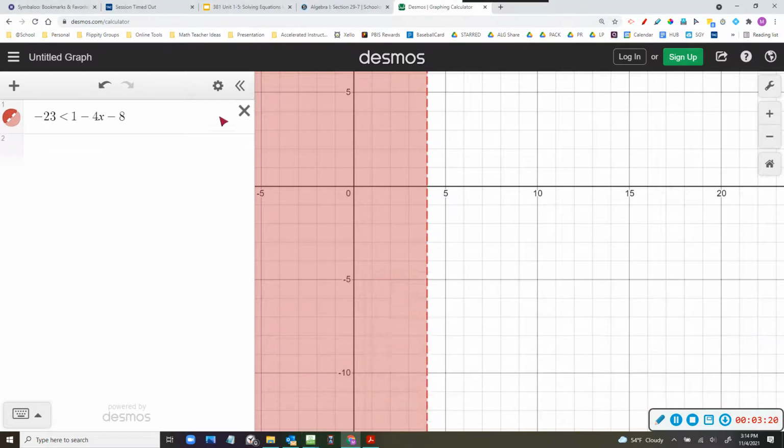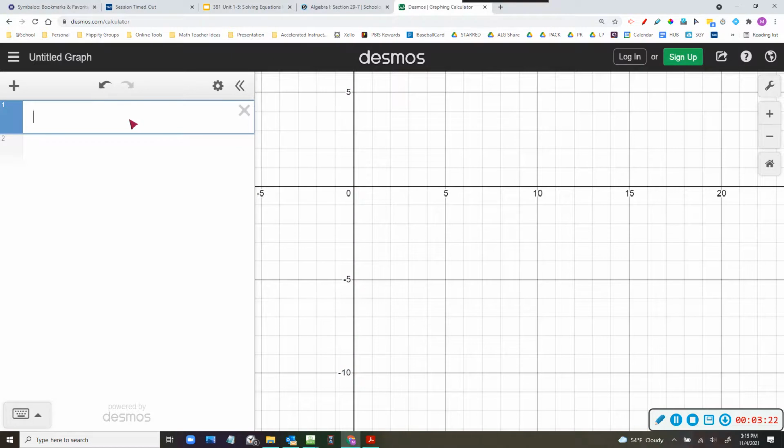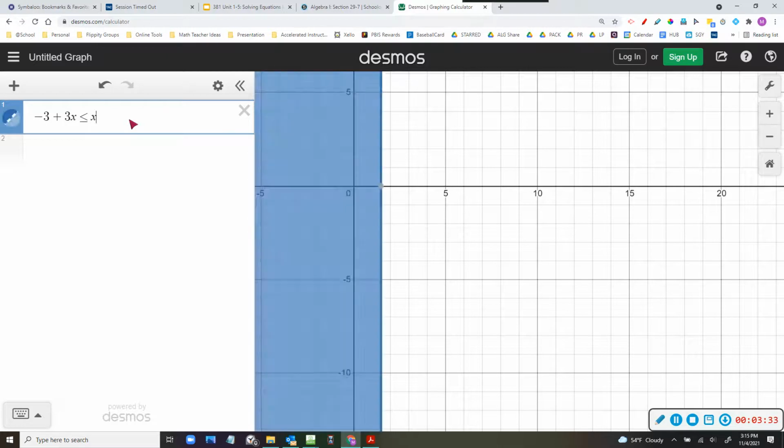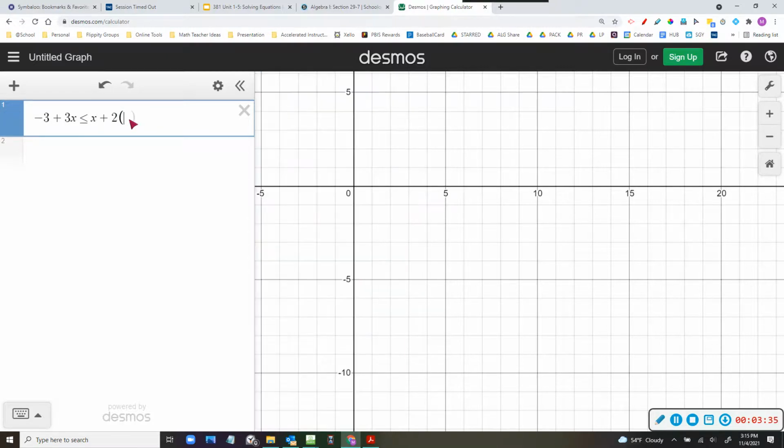Okay, and then the last one I'm going to do, because I want y'all to see what this looks like on Desmos, is number 17. So that's going to be -3 plus 3x less than or equal to x plus 2 parentheses x minus 4.